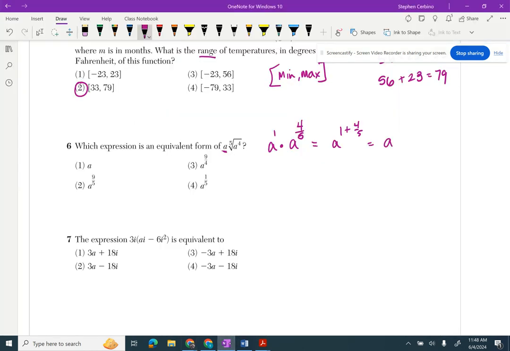So this becomes a to the 9/5. There you go. You just got another question right on the Regents exam, if I circled the right one. Choice 2.